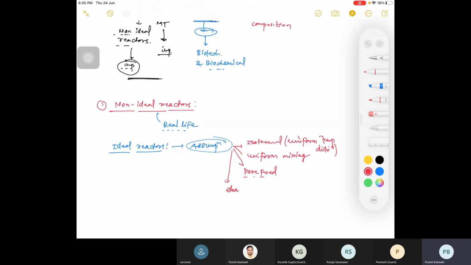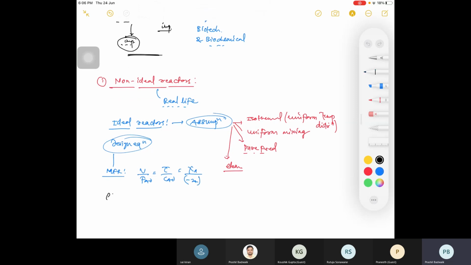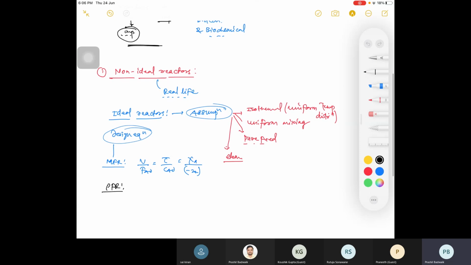We assumed elementary reactions. With this kind of assumptions, we derived equations, right? So those were your design equations. In case of MFR, you know the equation was V divided by Fa naught is equal to tau divided by C naught is equal to Xc divided by minus Ra. And if you look at your PFR, just a small change will be there, and here it is dXc divided by minus Ra, right? So this kind of equations we derived using assumptions.